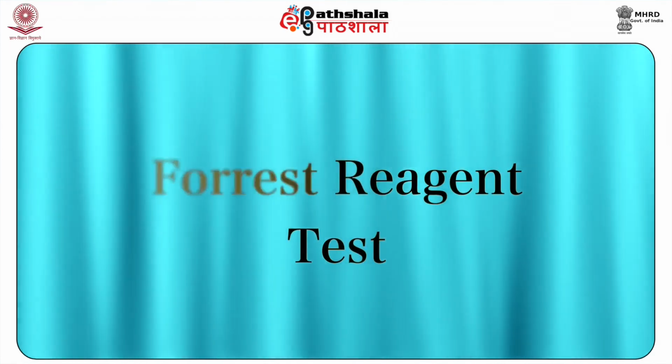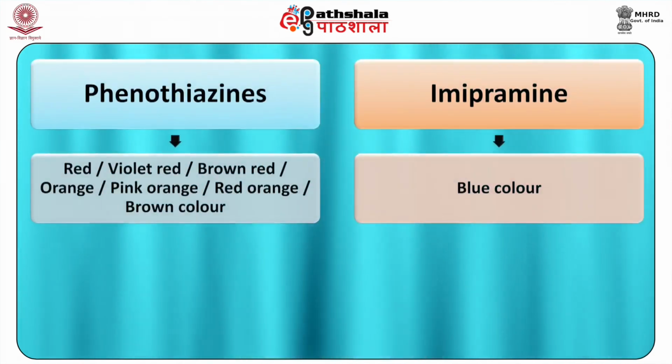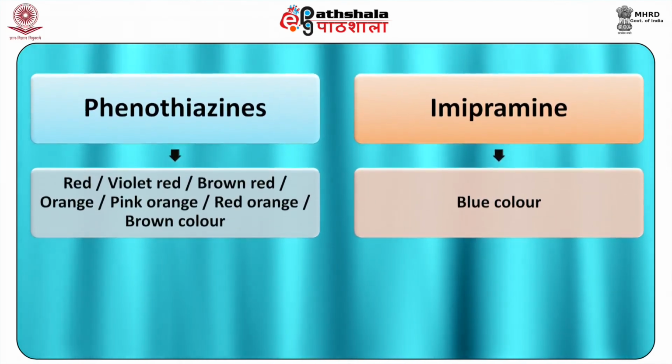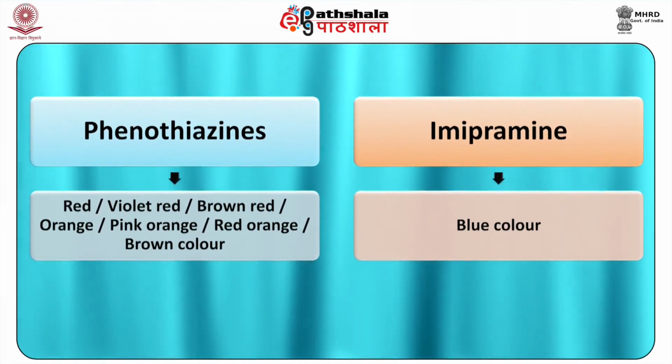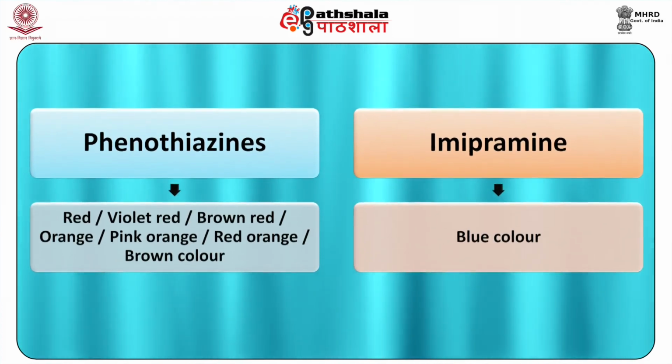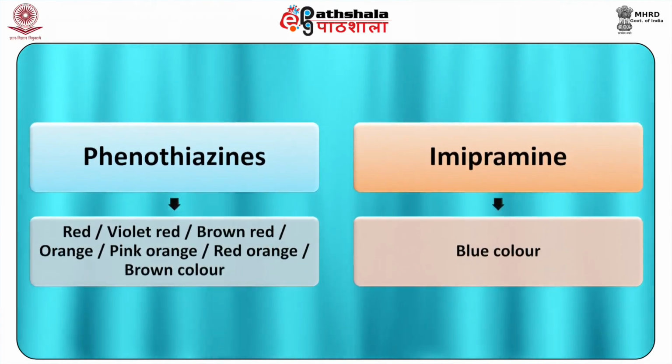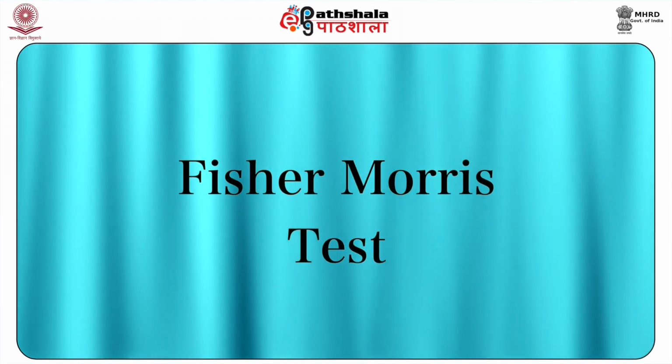Next comes the Forrest reagent test. For preparation of reagent, equal volumes of 0.2% potassium dichromate solution, 30% volume by volume sulfuric acid, 20% perchloric acid and 50% nitric acid are mixed. Phenothiazines give red, violet red or brown red, orange, pink orange, red orange or brown, whereas imipramine and related compounds give blue color.